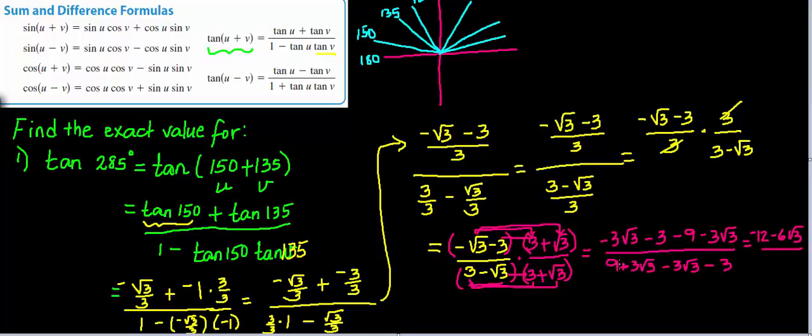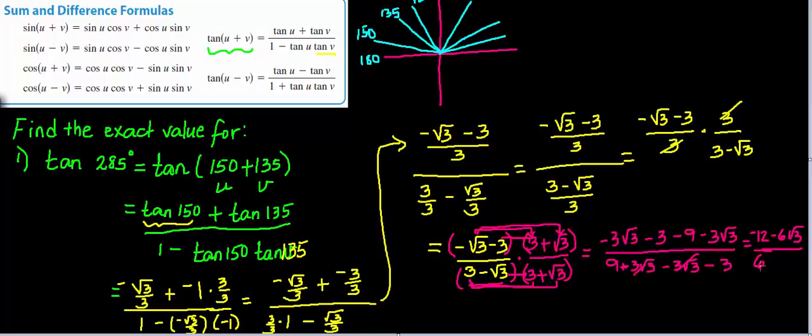In the denominator, I have 9 minus 3. Those are like terms, so I can combine that, and that makes 6. And then 3 square root of 3 minus 3 square roots of 3, that just gives you 0. So you end up with this top expression over everything over 6.